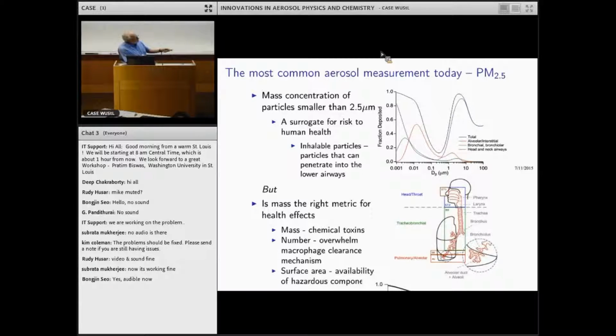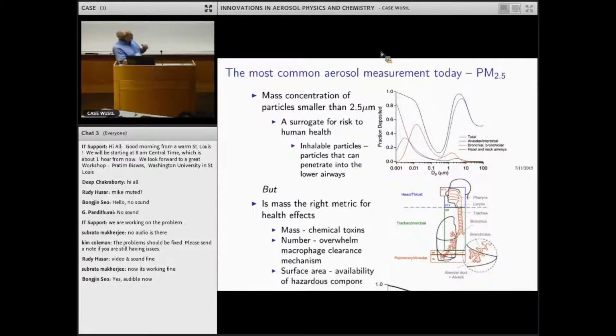It misses part of the tail of the particles that do penetrate to the lower airways. It measures a lot of the residual aerosol from soil dust and the coarse mode particles. It's an imperfect measurement, but it's what we have as a standard, and as a result, it is the major kind of data that epidemiologists have today to look at health impacts.